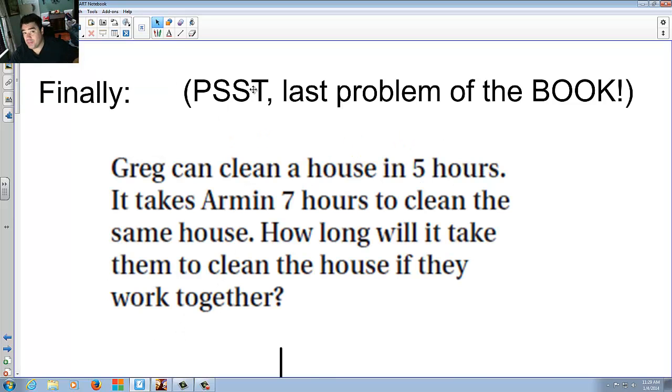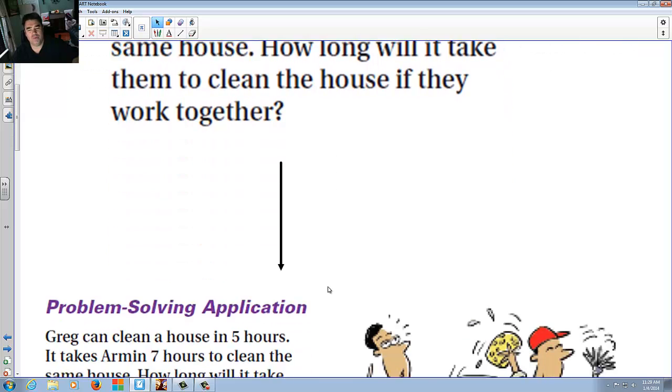Finally, last problem of the book. Ooh, I'm happy too. Greg can clean a house in 5 hours. It takes Armin 7 hours to clean the same house. How long will it take them to clean the house if they work together? Now, it's kind of hard to put this one together.